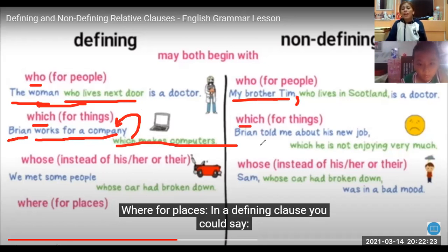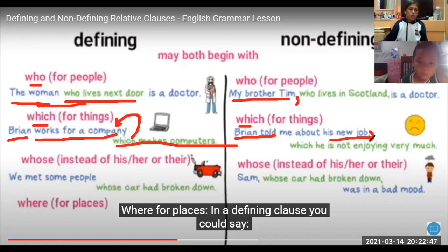Brian told me about his new job, which he is not enjoying very much. Can you see there is a comma? All you can observe in non-defining is a comma. There is a comma for non-defining.